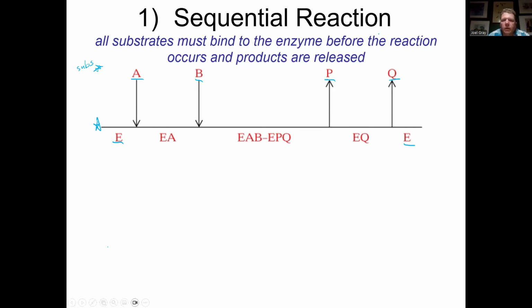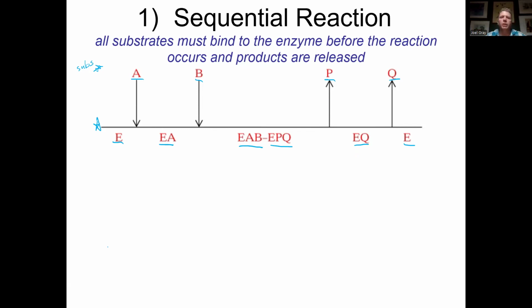Okay, now in a sequential reaction, A is the first substrate that will bind to our enzyme. B is the second substrate that will bind to our enzyme. So in a sequential reaction, an EA complex is formed. Then an EAB complex is formed. Once that EAB complex is formed, that's when our reaction is going to take place, where we're going to generate our enzyme and product complex, and that is EPQ. Now, P will be released, leaving behind our enzyme plus the other product, Q. Then Q is going to be released, which is going to give us our enzyme.